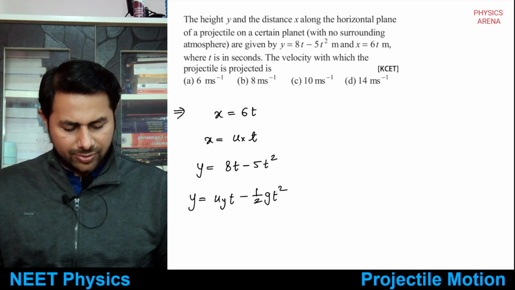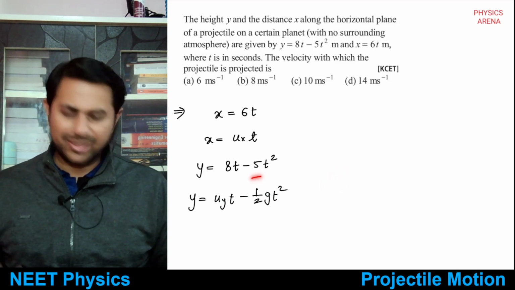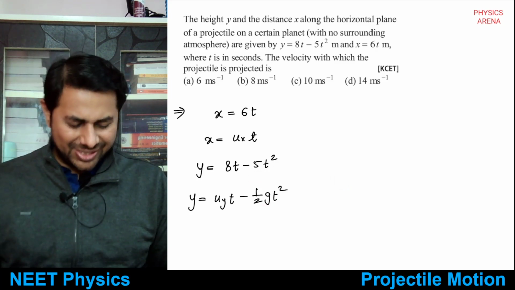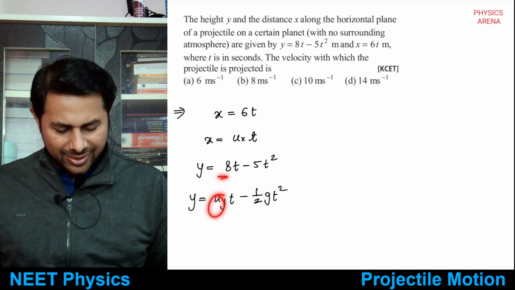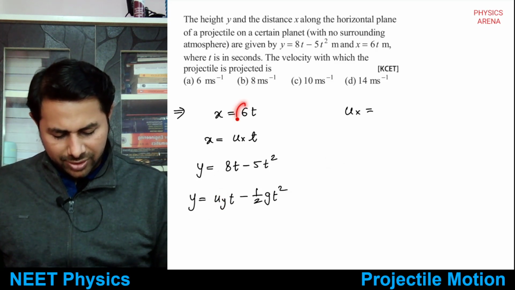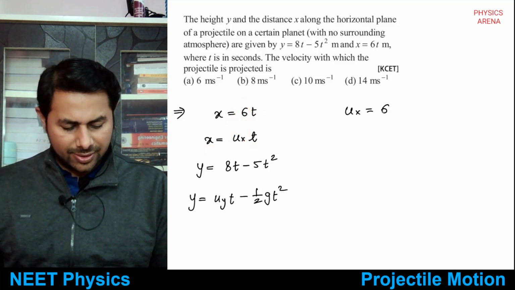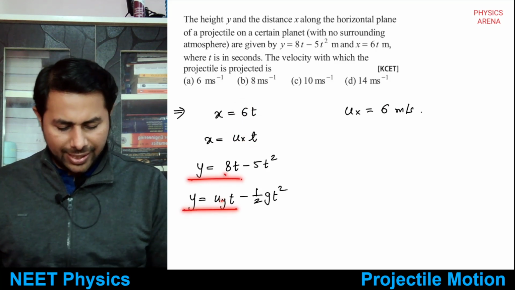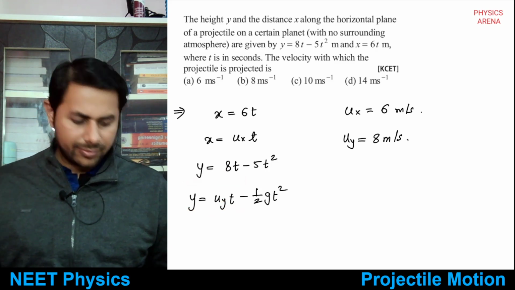Okay, so what is g on earth? It is 10. 10 by 2 is 5, so it is no other planet but earth only, or a planet similar to earth, because g there is also 10. Okay, so what is uy? Comparing these two, you get ux equal to 6 meters per second, and comparing these two, you get uy equal to 8 meters per second, right?